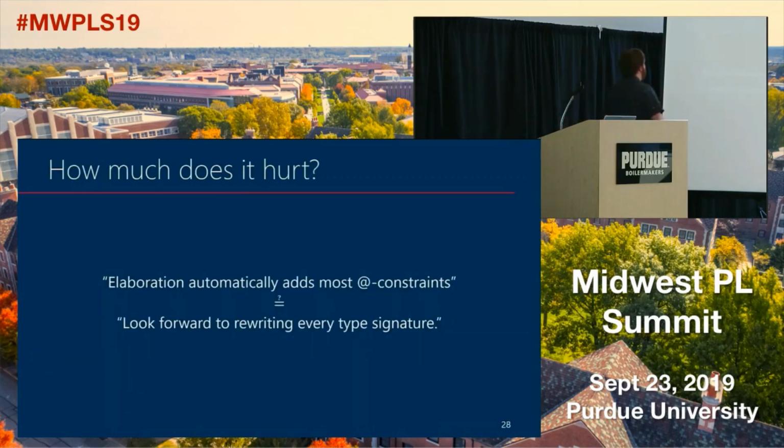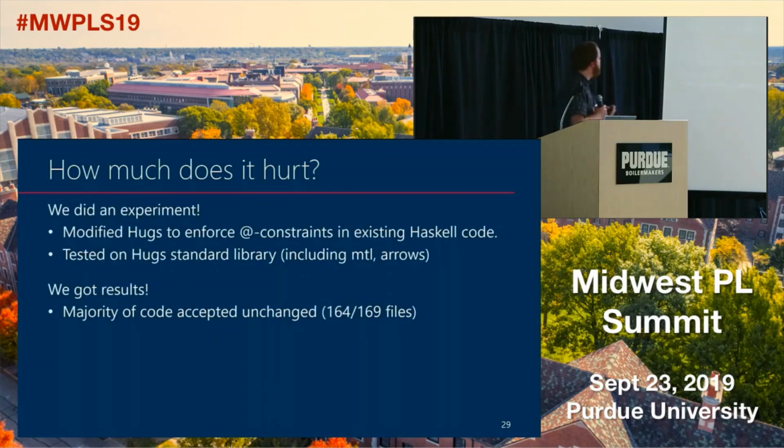Finally, I said elaboration can automatically add most of these definiteness constraints. And I'm assuming that most of you heard that as look forward to rewriting every type signature in your programs. But that's actually not the case. We did a small experiment. We modified GHC to enforce at constraints in existing Haskell code. And then we tested it on a bunch of the standard libraries. Why do I think the standard libraries are a valid test case?